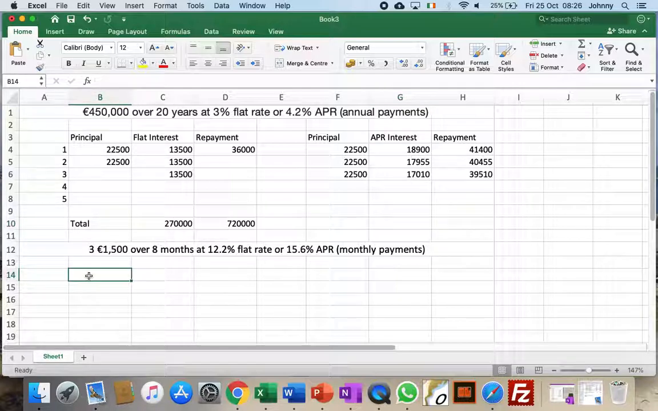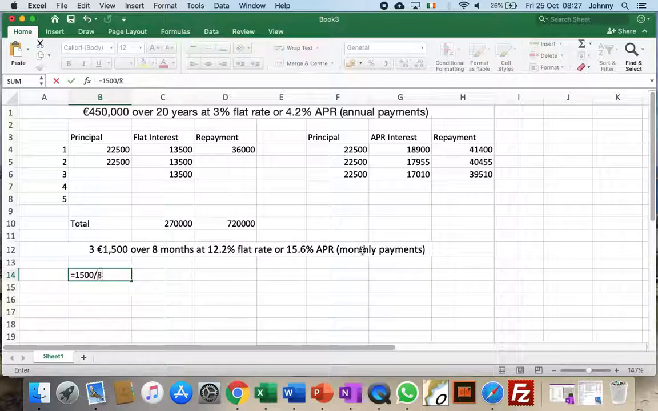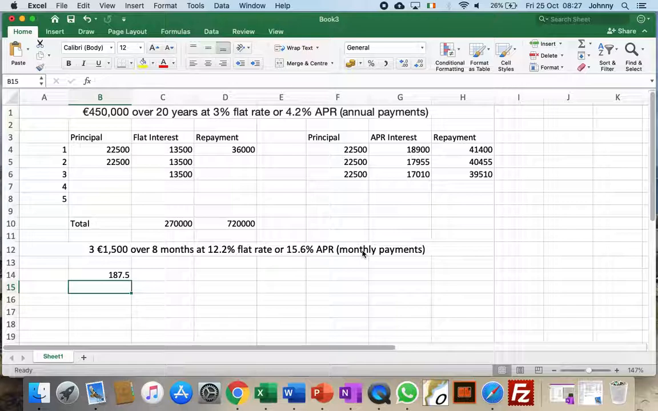Now for the next exercise, I'm just going to start into it, and I'll look at the flat rate. Should be straightforward enough. The only thing to bear in mind here is I'm making monthly payments. So in terms of paying off my principal, I'm going to be paying 1,500 over 8 months, so I'll divide that by 8. So each month I'll pay 187.50, and that'll be for every single month. So we're going to pay that for month 1, 2, 3, 4, etc., all the way down as far as 8.